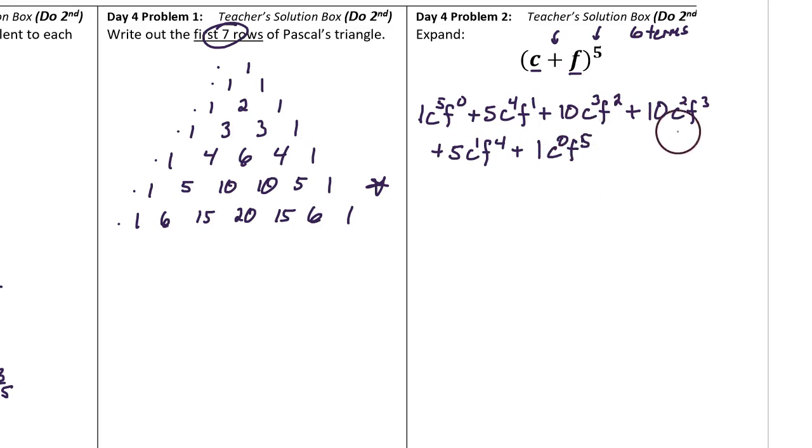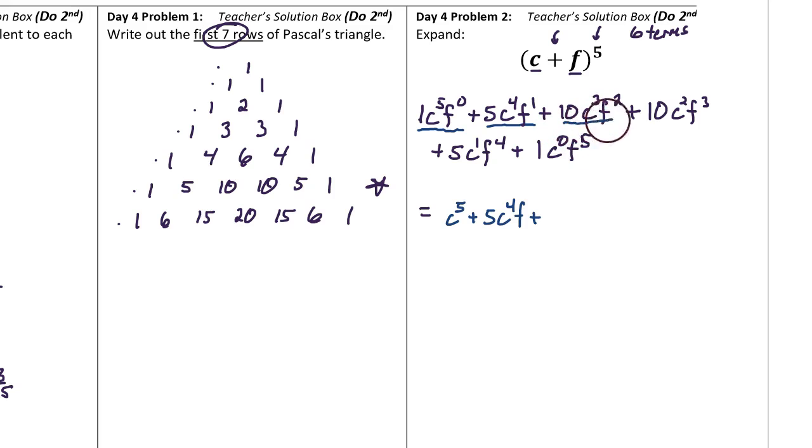Now this is the expansion, but we should simplify whenever possible. So I'm going to say equals and give the simplest way to write this. Let's do this first term. It is c to the 5th. Now let's do this term. We could write 5 c to the 4th f.